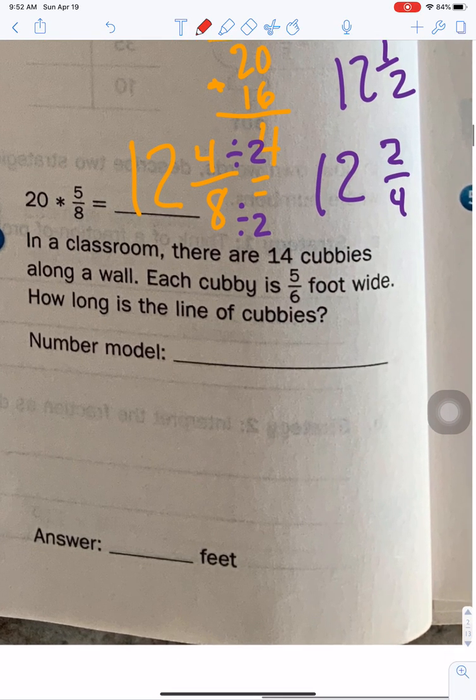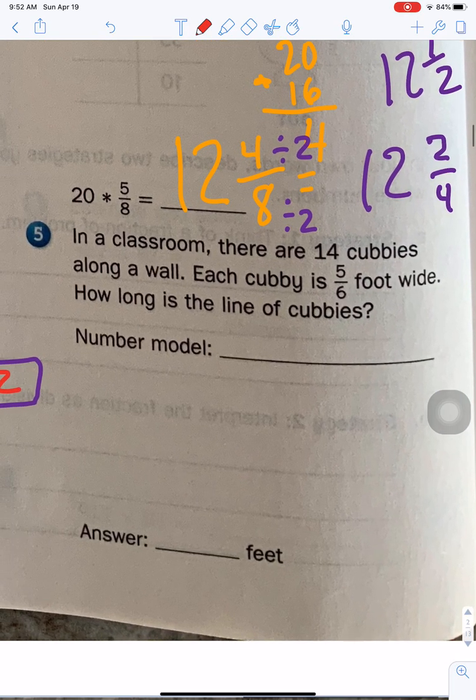In a classroom, there are 14 cubbies along a wall. Each cubby is 5/6 feet wide. How long is the line of cubbies? So that's kind of like in our room where we have the cubbies against the wall where you put your reading and math books. And so each cubby is 5/6 feet wide.